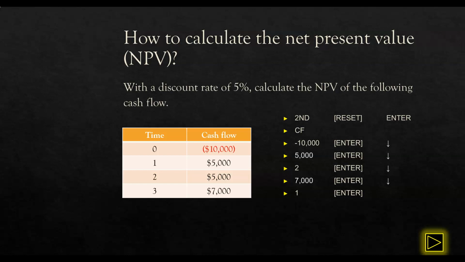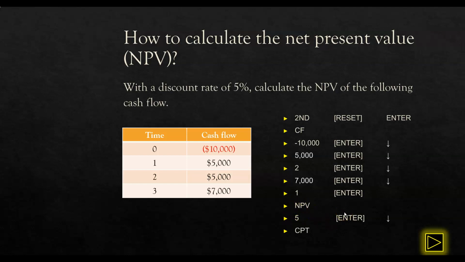And then you're ready now to calculate the NPV. You press the NPV button. And then the calculator is going to say, not so quick. You still have to tell me what the discount rate is. So you enter 5 as the discount rate.